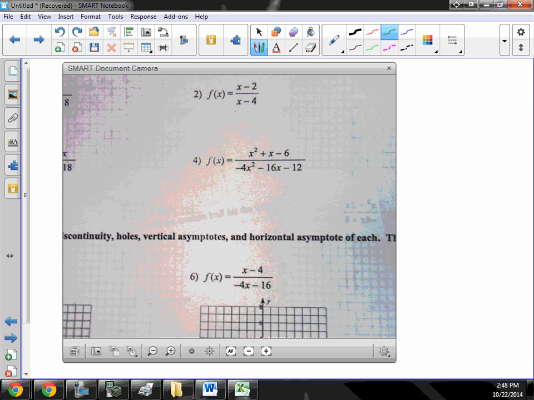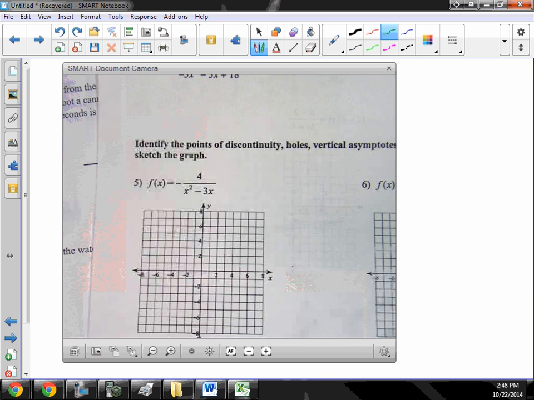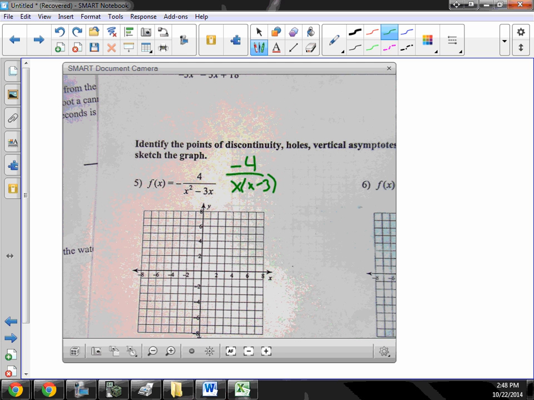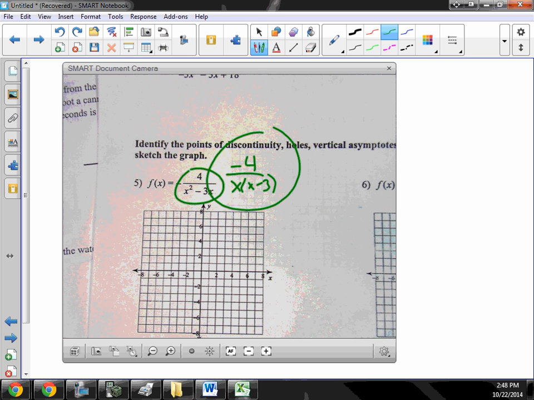Well, 5. If you look at 5, it's negative 4 over x times x minus 3. That's actually really easy. Nothing simplifies, so that's the graph, right? I prefer to graph this version, then you need fewer parentheses. You would need to put a double set of parentheses on the bottom.